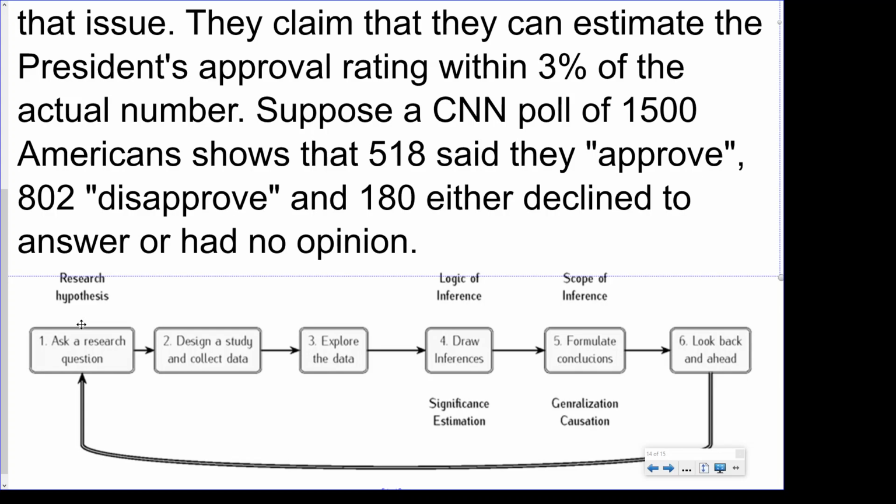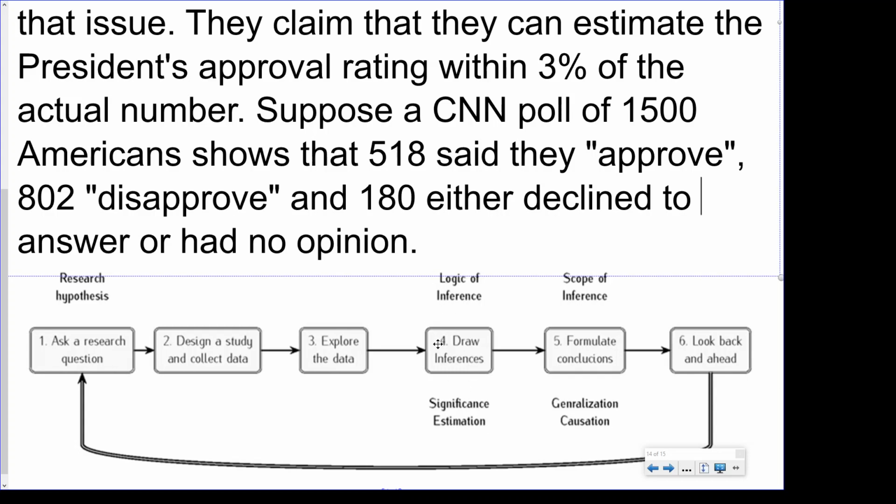Now, we're talking about all Americans, but unfortunately, CNN can't contact all Americans. That only happens once every 10 years, called the census. So all they can do is just make phone calls, usually during dinner time, and they ask people their opinion. And once they get 1,500 people who don't hang up on them, they've got their data. And so this data says, well, 518 say they approve, 802 disapprove, and 180 either didn't answer or had no opinion. So it seems like the president definitely has a low approval rating.